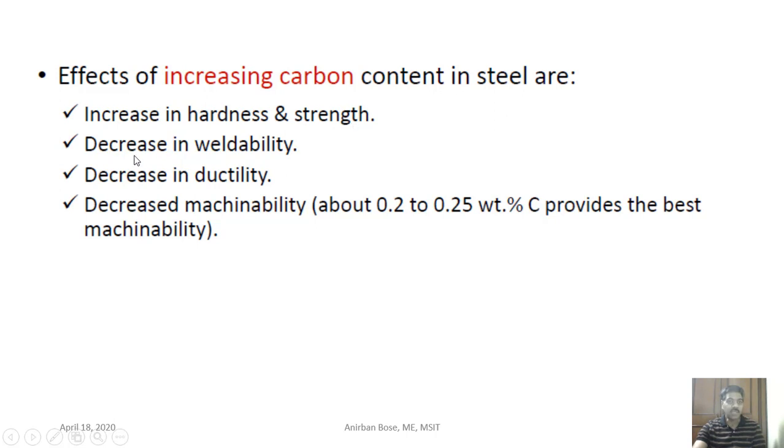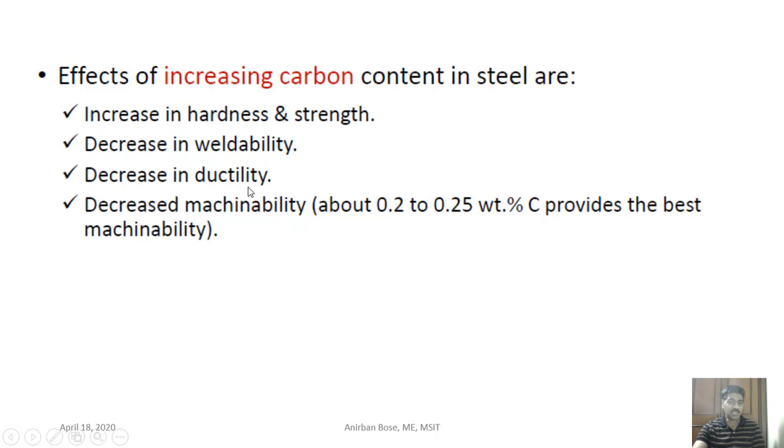Okay, decrease in weldability. So this is a negative point. If we increase the carbon, definitely strength increases, hardness increases, which is good, but weldability decreases, its ductility decreases, right? So these are the negative points. Not only that, machinability also decreases, since with the increase of carbon it becomes very hard, so it is very difficult to machine. Okay, so machinability decreases.